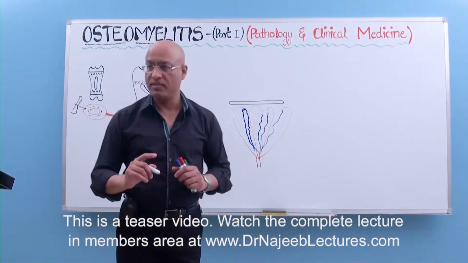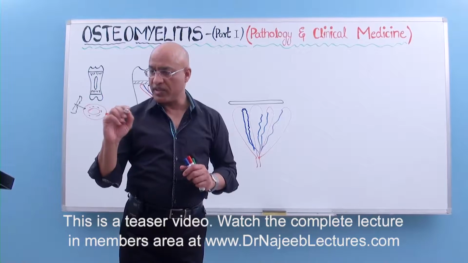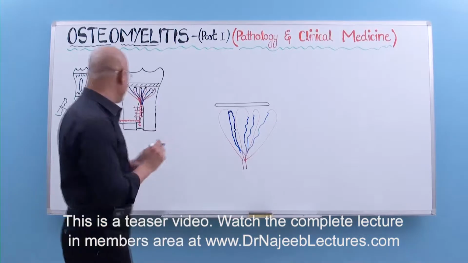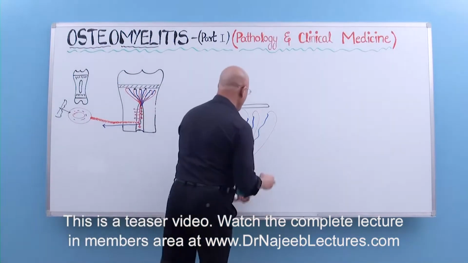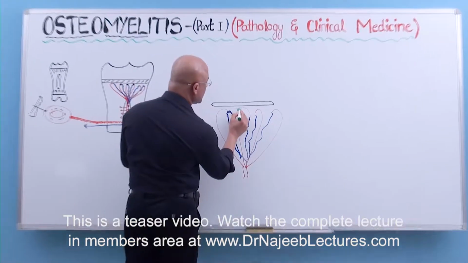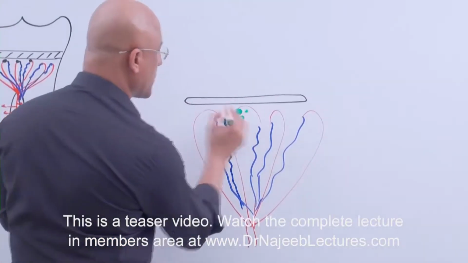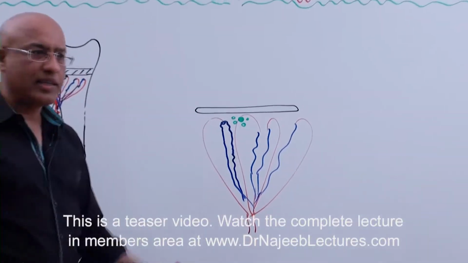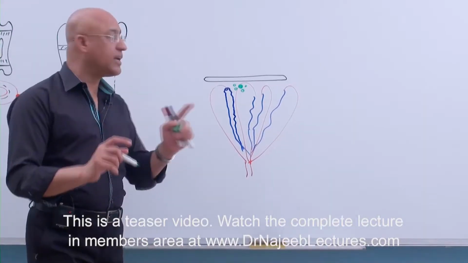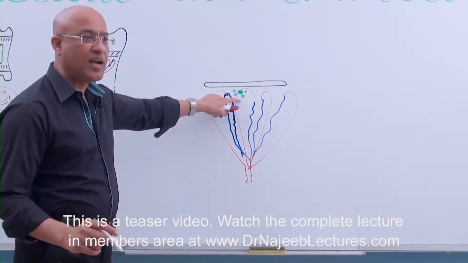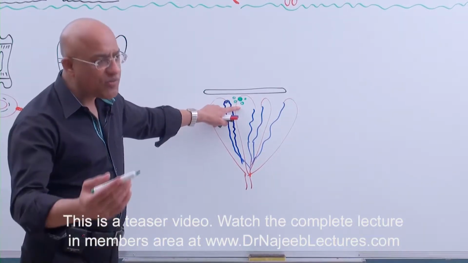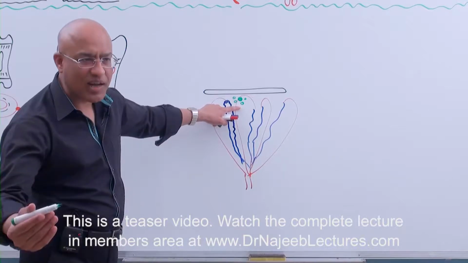But then what happens once the bacteria get a foothold in the metaphysis? Let's go forward. Let's suppose I show the bacteria in green. Now these are green bacteria, suppose Staphylococcus. When they multiply here, they will damage the local tissue. Then the damaged local tissue and bacteria both produce chemical mediators of inflammation, and an inflammatory reaction will occur.